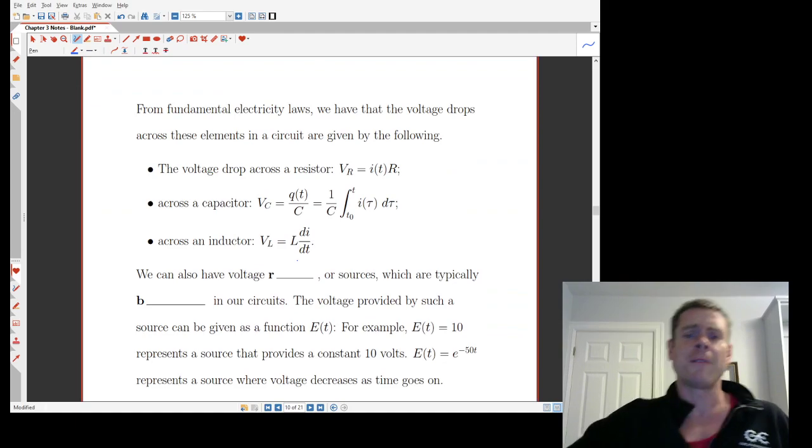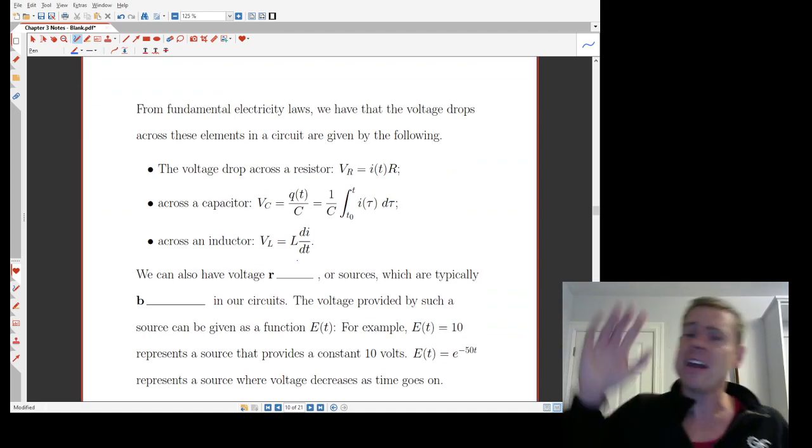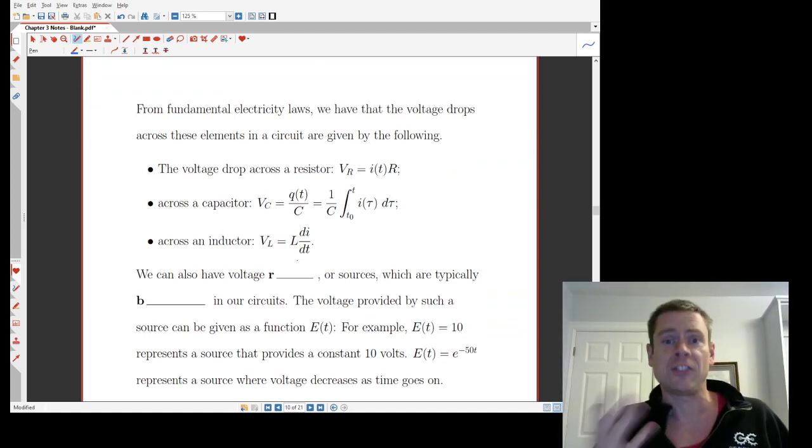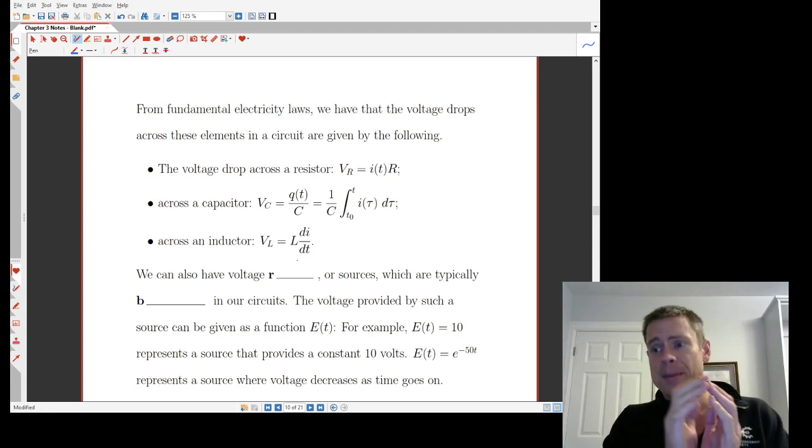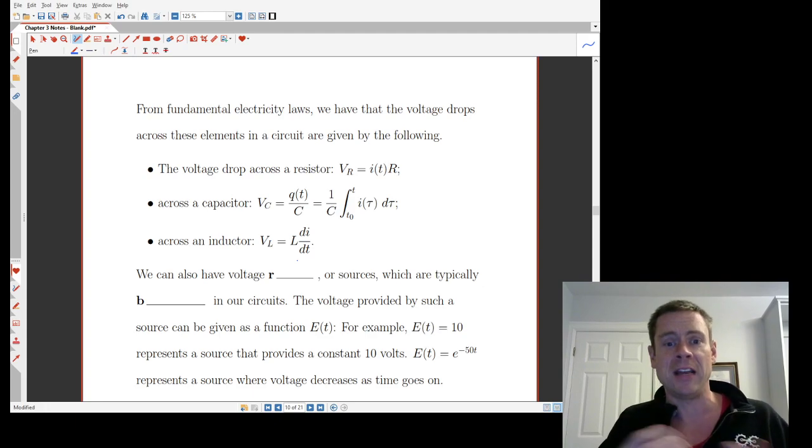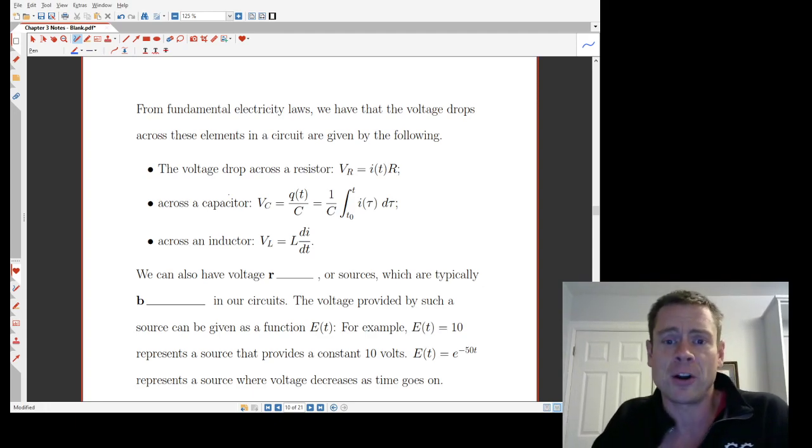Okay, from fundamental electricity laws, any of these components could appear in a circuit. And so you'll get to know these things. They appear graphically represented in particular ways. The voltage drop across a resistor.